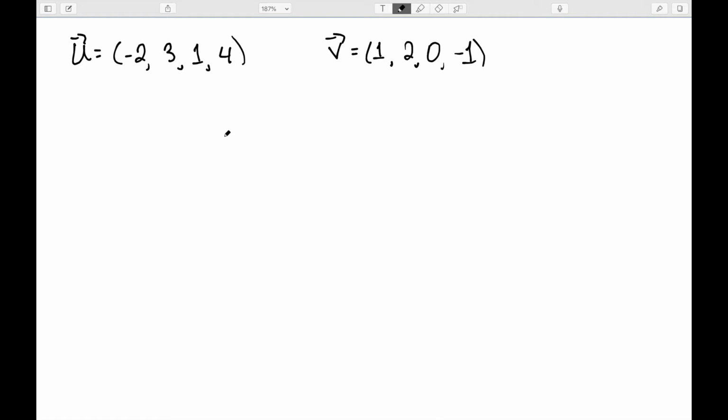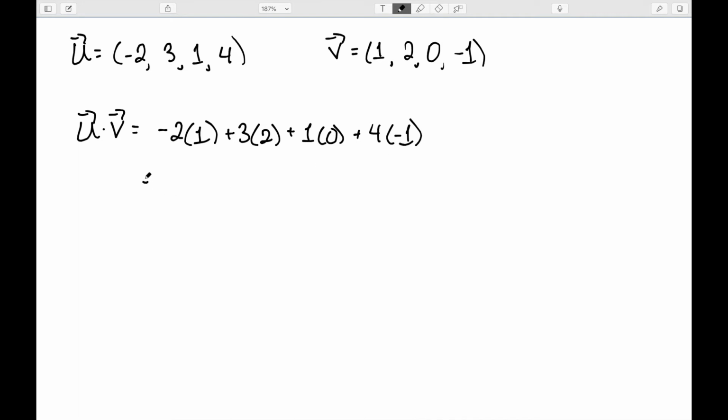As an example, let's consider these two vectors here. If we do u dot v, we would multiply the first coordinate, so -2 times 1, multiply the second, 3 times 2, the third would be 1 times 0, and then finally 4 times -1. So this would be -2 plus 6 plus 0 minus 4, which is equal to 0. So this would be an example of orthogonal vectors.